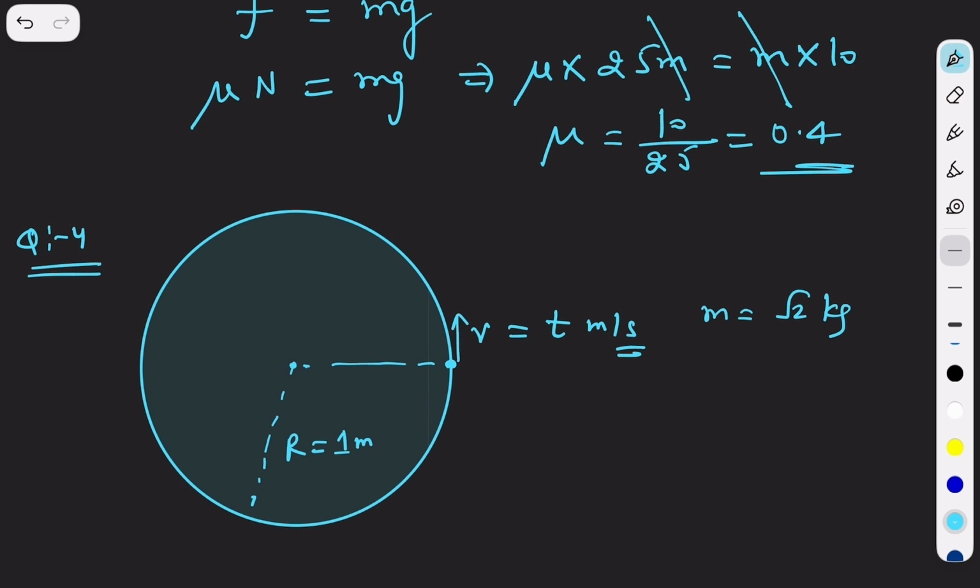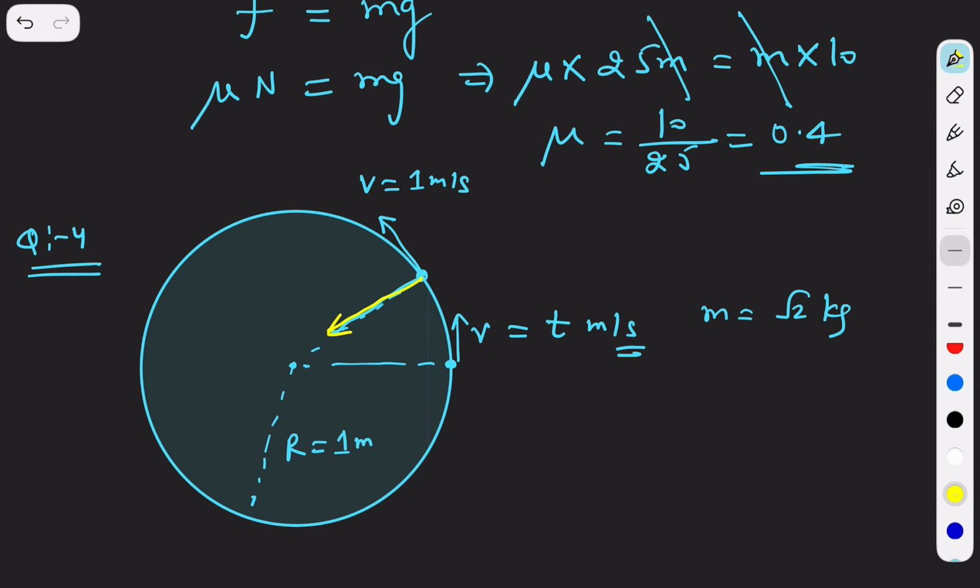So guys, let's say at t equal to 1 second they had asked. Let's say at t equal to 1 second the particle has reached here. It will have the velocity v is equal to 1 meter per second. So it needs some centripetal force towards the center. Let me make this figure. This will be mv square by r.